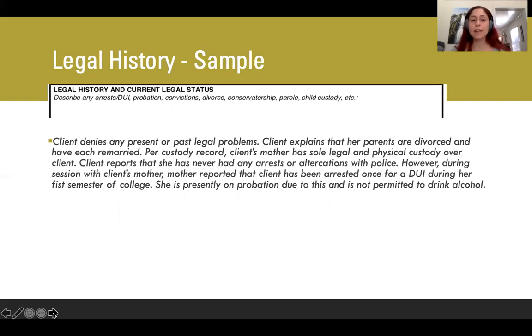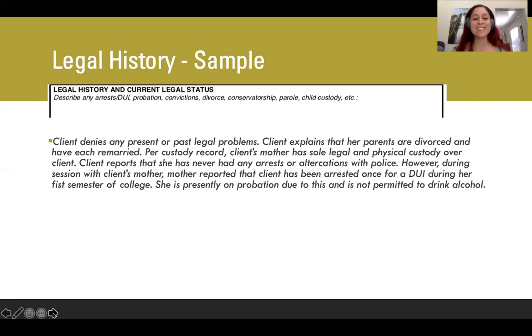Right. Here's another example here, legal history. Client denies present or past legal problems, explains that parents are divorced and have remarried. This would cue to me, knowing this, if this person were a minor, they're not, but if they were, I'd want to check the custody agreement to see who needs to be providing consent in this case, unless the client is self-referring. And you see that I have more information on that here because I'm a dutiful therapist and I follow my ethical duties.